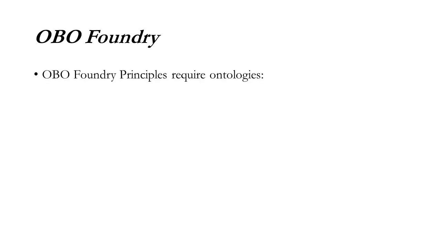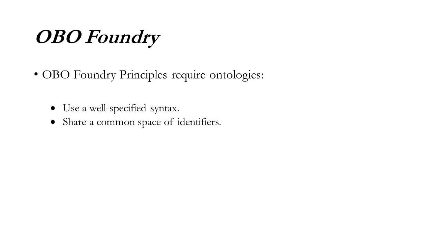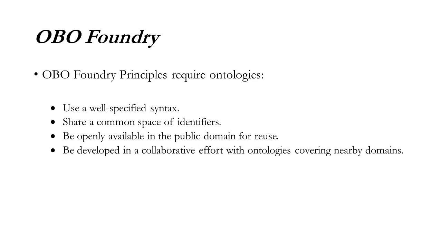The Foundry principles require that ontologies use a well-specified syntax, so unambiguous terms. They share a common space of identifiers. So if somebody defines the term cell, for instance, that's the term you're going to use if you're going to talk about cells, if it's in the Foundry. You're not going to go around making new ones, and you're going to make it common and open to other people to use.